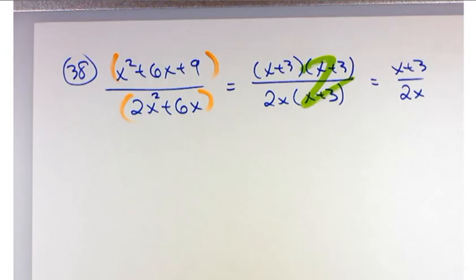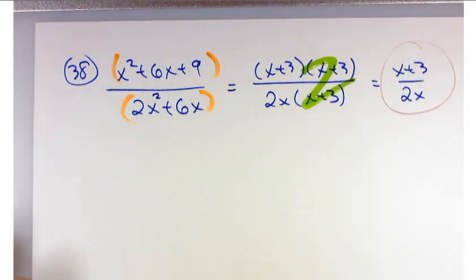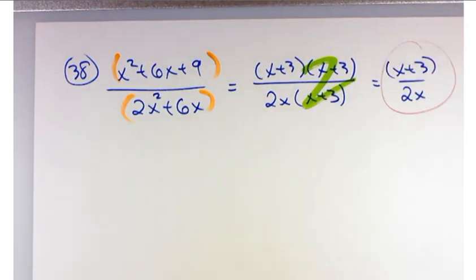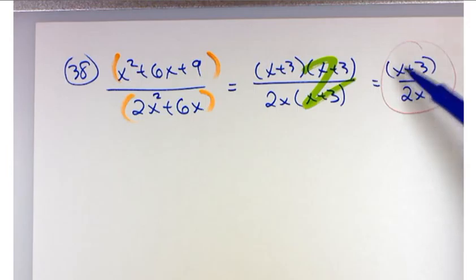Can I go any farther? No, that's it. Because the x and the 3, that's one whole term, so I can't cancel that x into that x, because I'd be canceling into that parentheses. So it's as far as we can go there.